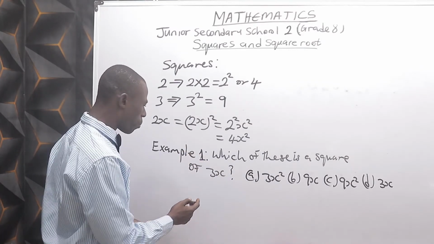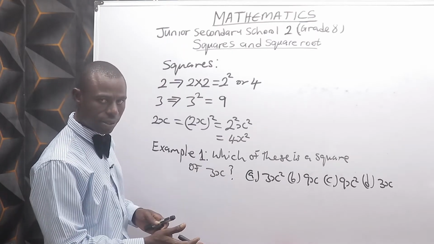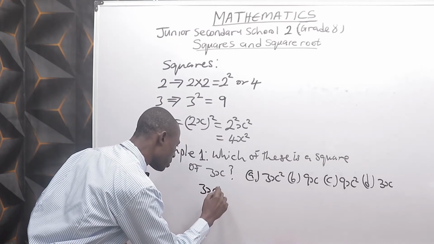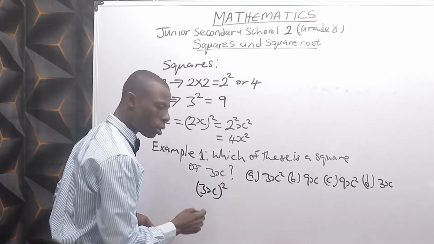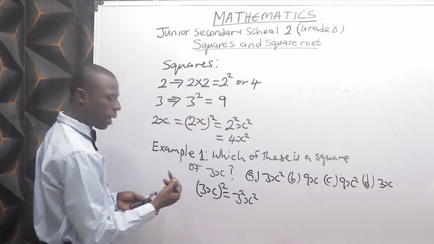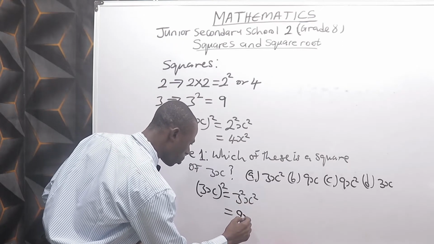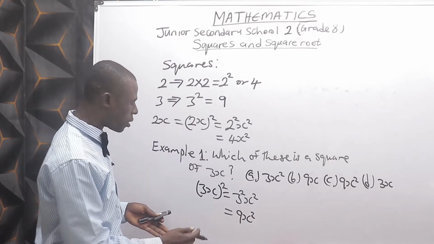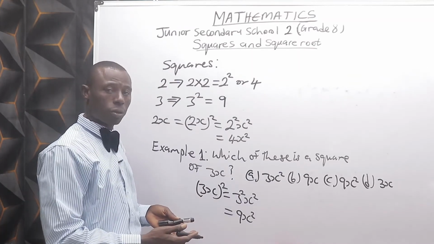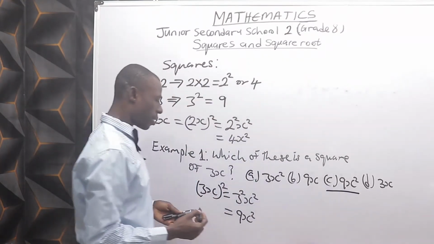Let's solve it. To square 3x, what do we do? We multiply 3x by 3x, or we raise 3x to the power of 2. 3x in bracket to power 2 means 3 raised to power 2, x raised to power 2. You distribute the power over them. So 3 raised to power 2 is 9. x raised to power 2 is x raised to power 2. So the result is 9x squared. Which of the options tallies with our solution? That is option C. Option C is the correct answer.